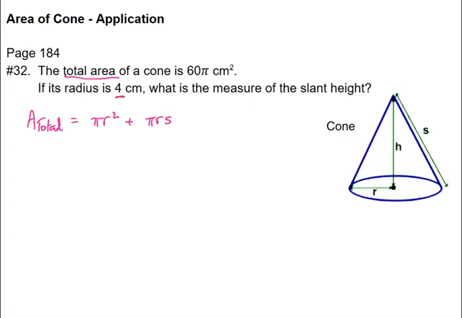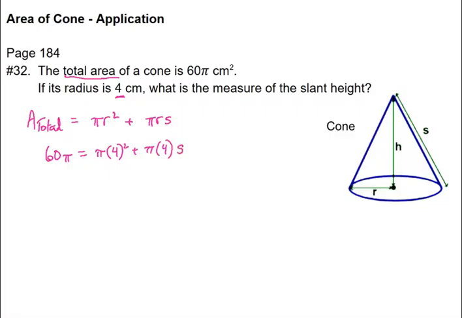We know the radius is 4. So let's fill in what we know. The total area is 60 pi, and the radius is 4. So I'm going to go pi times 4 squared plus pi times 4 times the side length.